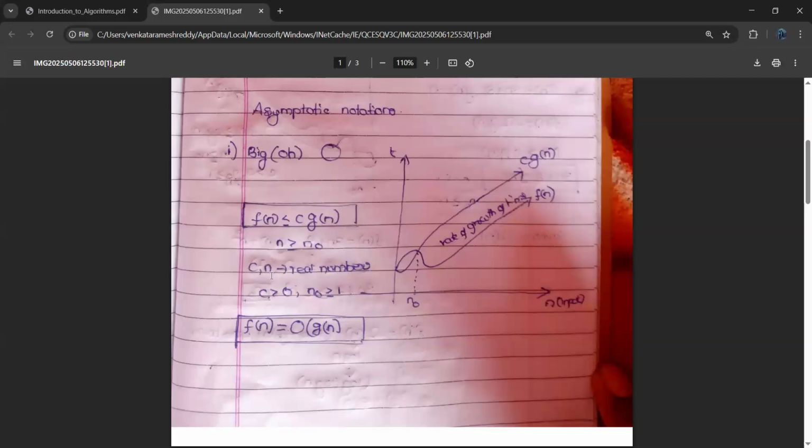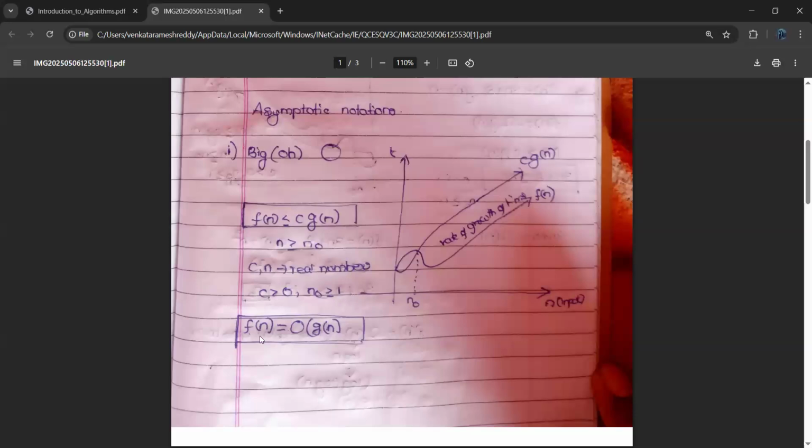What do c and n naught represent? They are real numbers, where c is greater than 0 and n naught is greater than or equal to 1. Why? Because greater than or equal to 1 means the minimum output should be 1. We have to get a minimum of 1 output. That's why it is greater than or equal to 1.